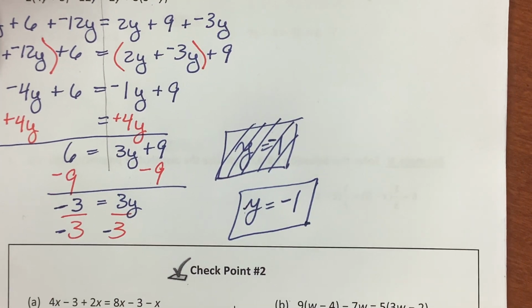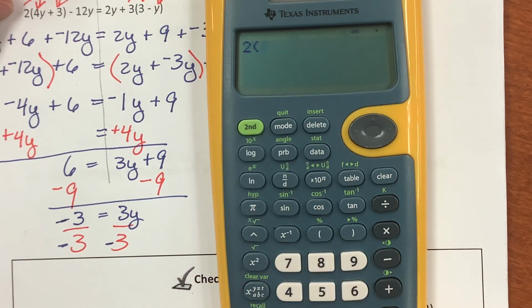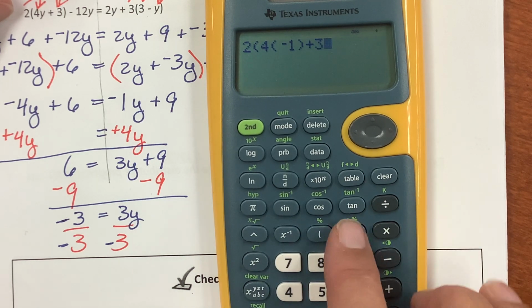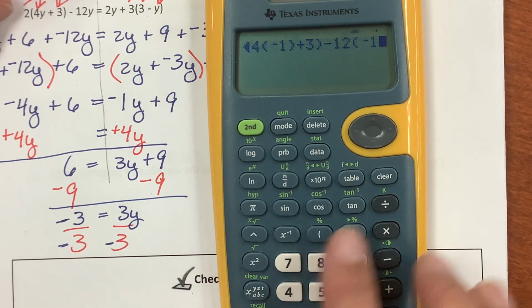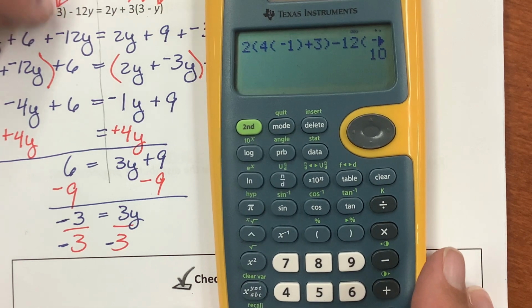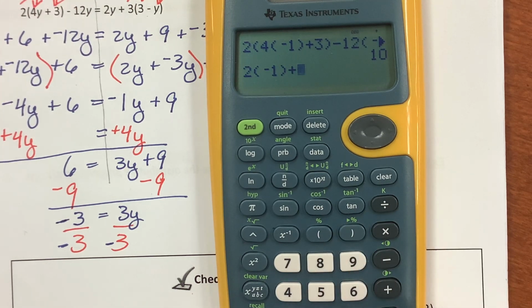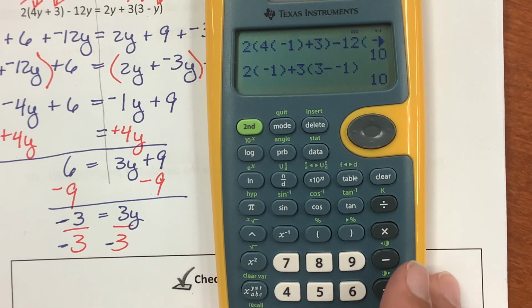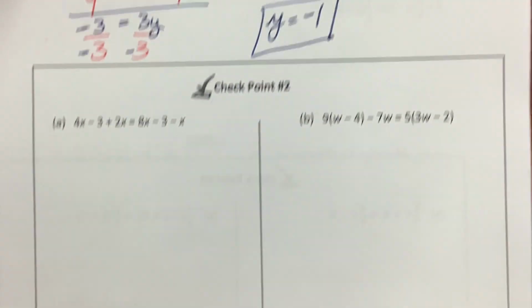Oh, you want to see the check? Of course you do. Why wouldn't you? 2 parentheses 4 times negative 1 plus 3 minus 12 times negative 1 is 10. On this side, 2 times negative 1 plus 3 times 3 minus negative 1 is 10. Voila. A bunch of negativity got in my way there. Here we go.